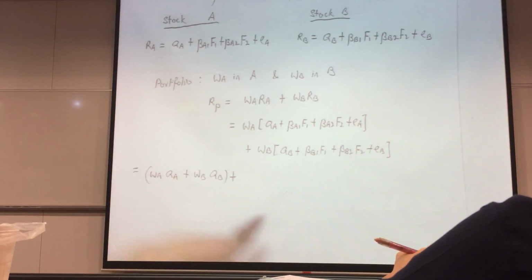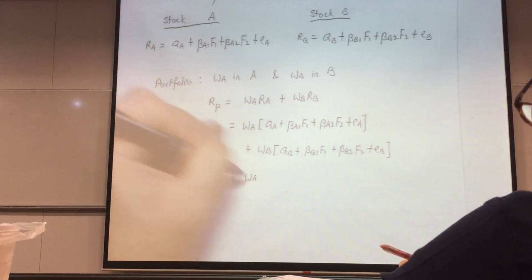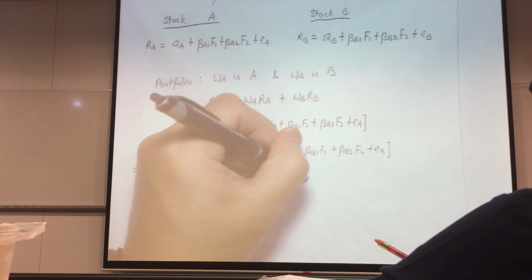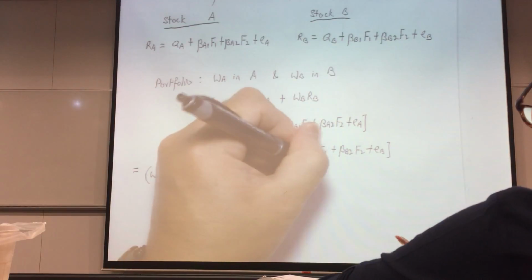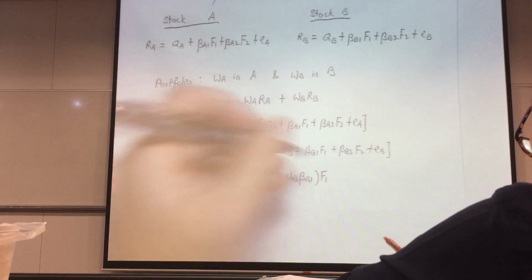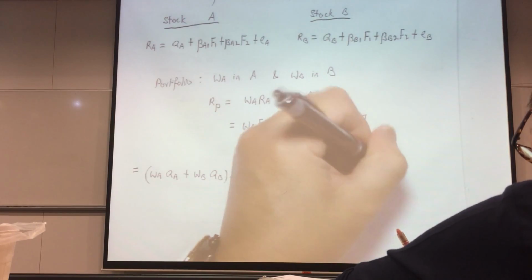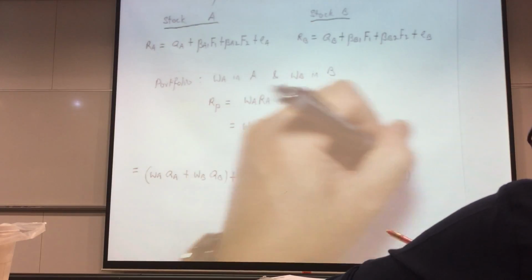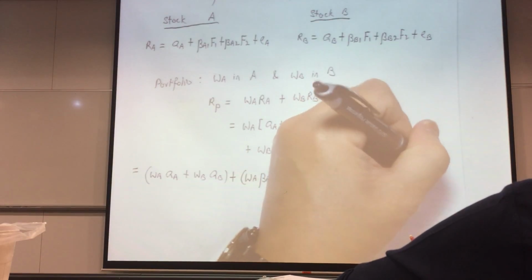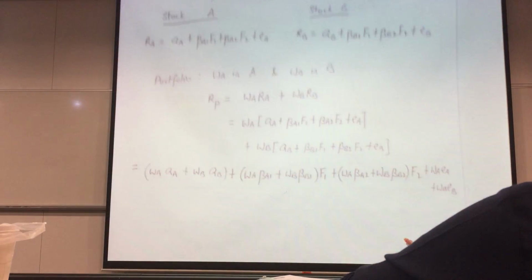Next, we can also combine the factor 1 terms together. We have WA multiplied by beta A1 plus WB multiplied by beta B1, multiplied by factor 1. Combining all the factor 2 terms together, we have WA beta A2 plus WB beta B2. Then we multiply by F2. Of course, the last one is WA epsilon A plus WB epsilon B, which is the error term.